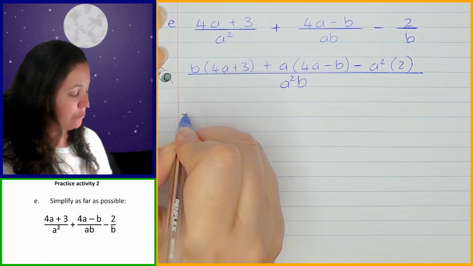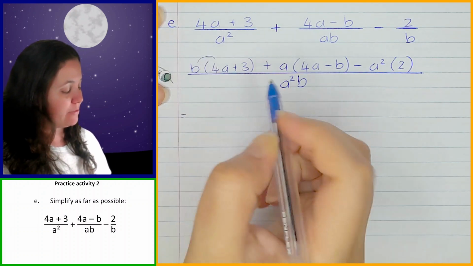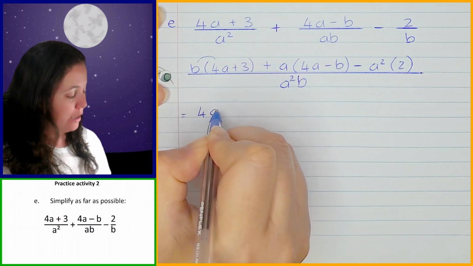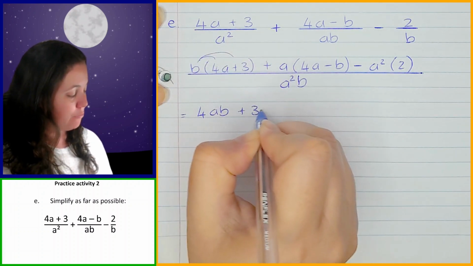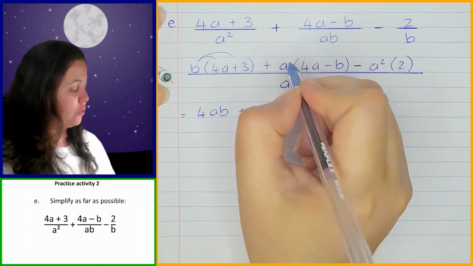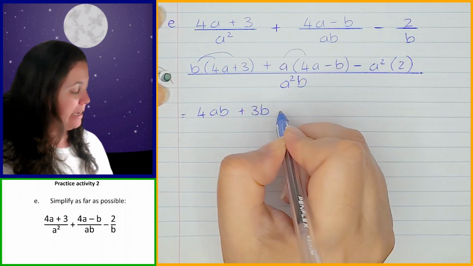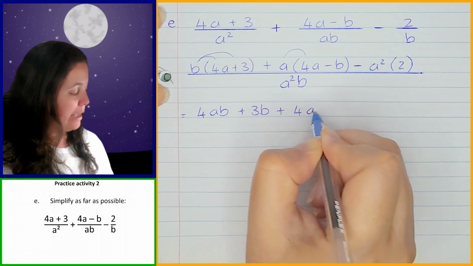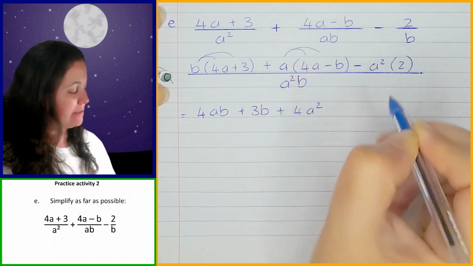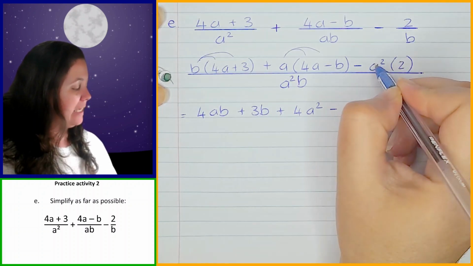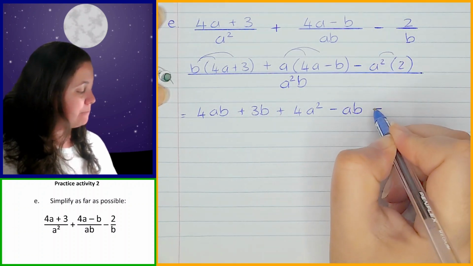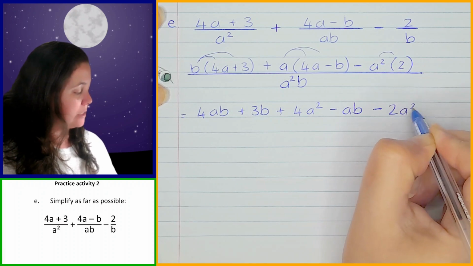Okay, so now let's go and get rid of our brackets. So b times 4a, that is 4ab. And then b times 3 is plus 3b. Then I've got plus a times 4a is 4a squared. And a times negative b is minus ab. And then negative a squared times 2 is minus 2a squared.